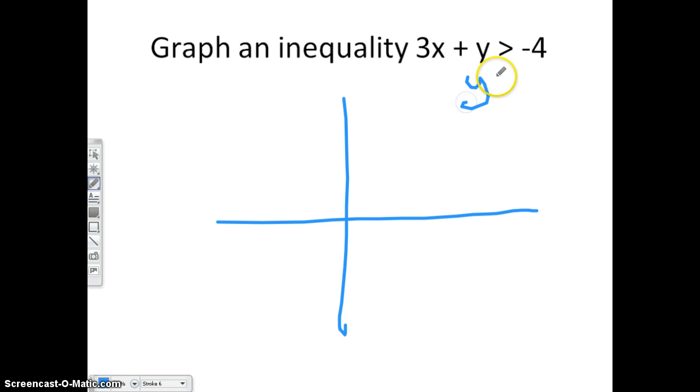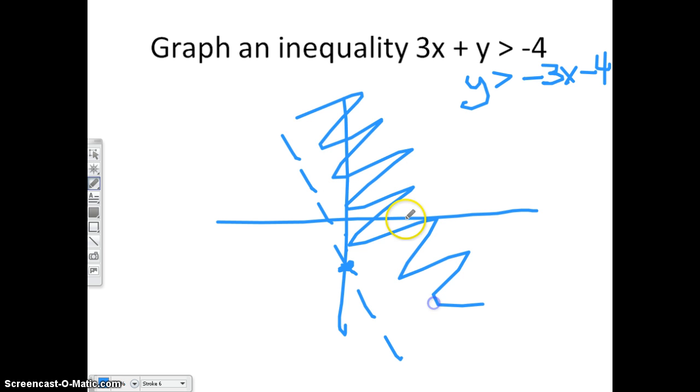First of all, subtract 3x from both sides, and we get negative 3x minus 4. Find your y-intercept, calculate your slope. It's going to be a dotted line because it is not equal to. Y is greater than. Do a test point of 0, 0 to see if we are true. Is 0 greater than negative 4? Yes, it is. This point is a true solution. We know we did it correctly.